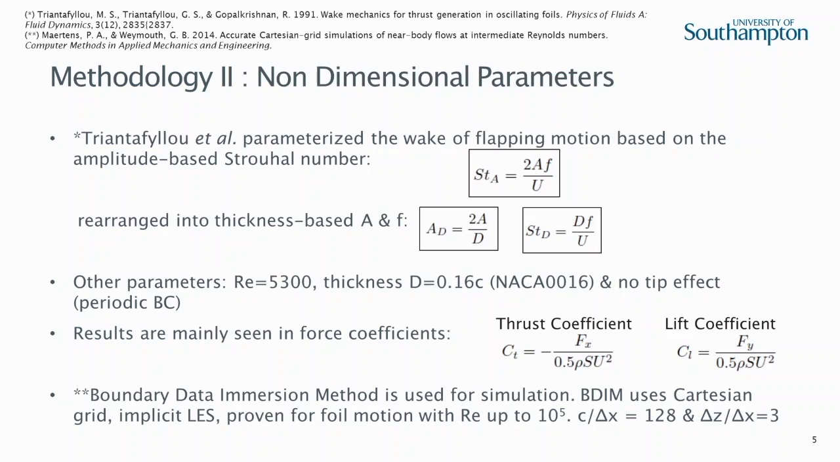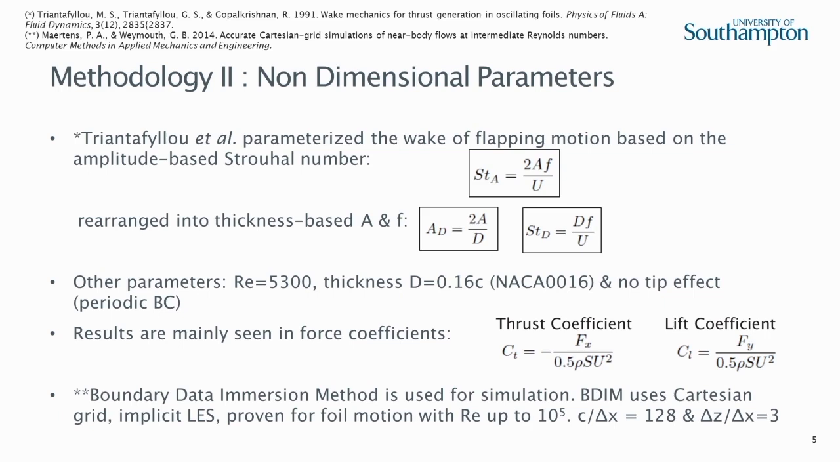According to some literature, the wake of a flapping foil can be represented by the amplitude-based Strouhal number, which I call St_A here. It contains both the amplitude and the frequency. If we separate these two, I call the amplitude-based one A/D, and the frequency-based Strouhal number based on thickness, I call St_D here. In my research, we fix the frequency and increase the amplitude.